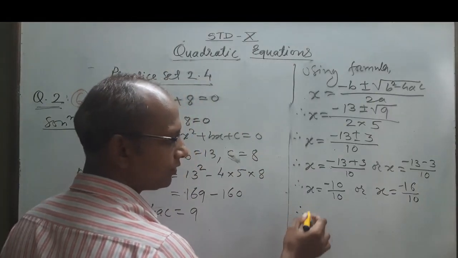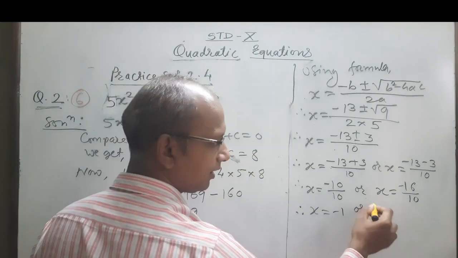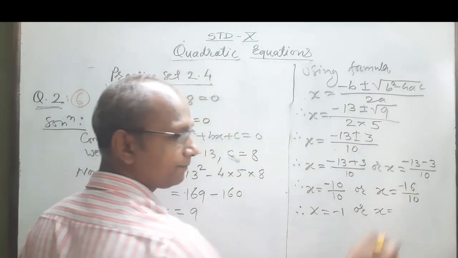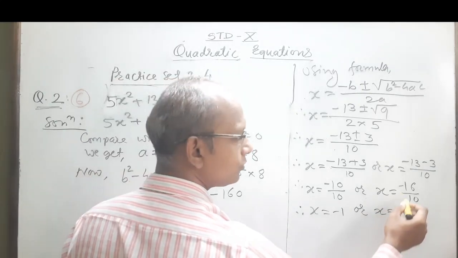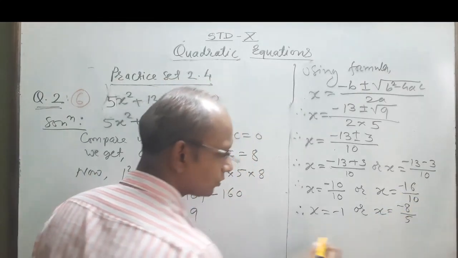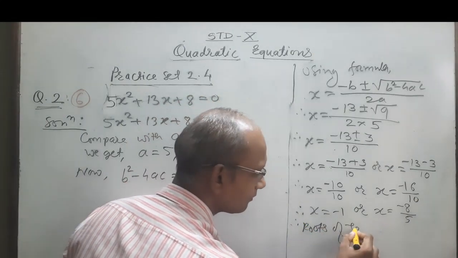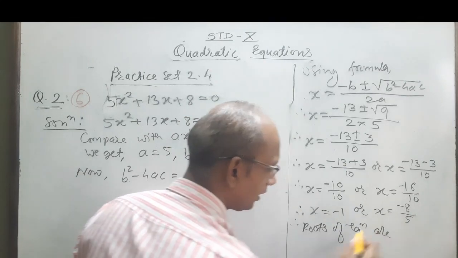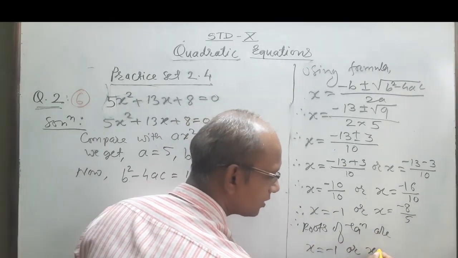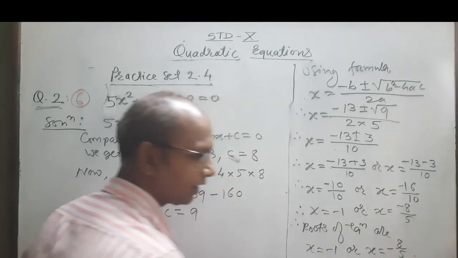So therefore here 10 1s are 10, so x is equal to minus 1 we obtain, and x is equal to minus 16 upon 10. Here we reduce it, both are divisible by 2, 2 8s are 16 and 2 5s are 10. So therefore the roots of the equation are x is equal to minus 1 or x is equal to minus 8 by 5. Okay, understood?